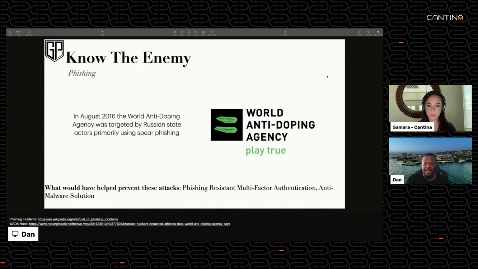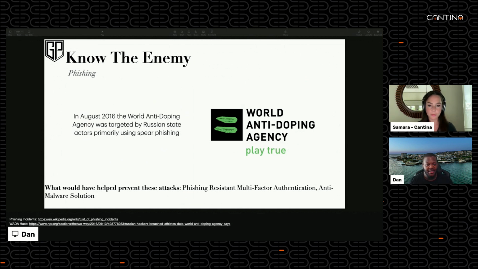That's kind of the main way that people get in. In August 2018, the World Anti-Doping Agency was targeted by Russian actors who were trying to get insights into athlete testing and whether or not there were athletes who had tested for using performance-enhancing drugs. It's well known from investigations that they primarily relied on spear phishing, and so creating deceptive mechanisms to target the people at the World Anti-Doping Agency and get into those organizations. Again, this is another case where if there was more phishing-resistant multi-factor authentication and potentially a malware solution for anything that was delivered after the fact, that would have helped to prevent this.